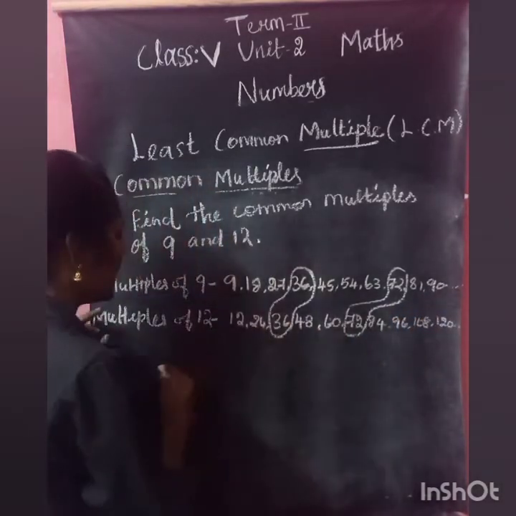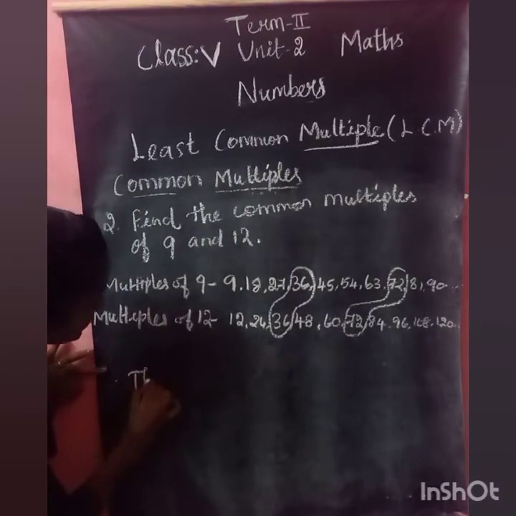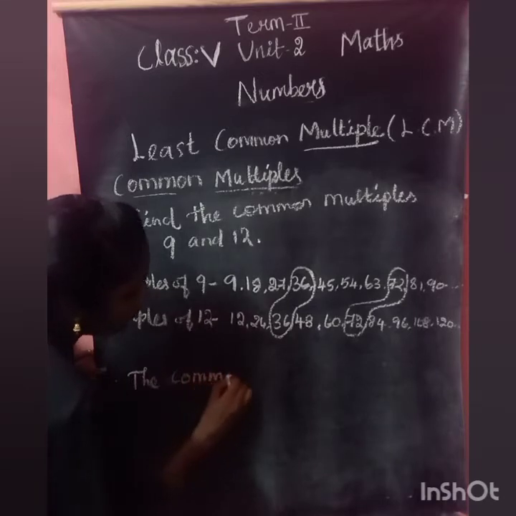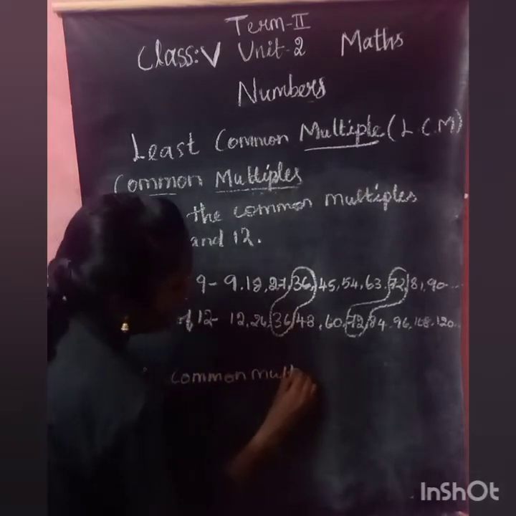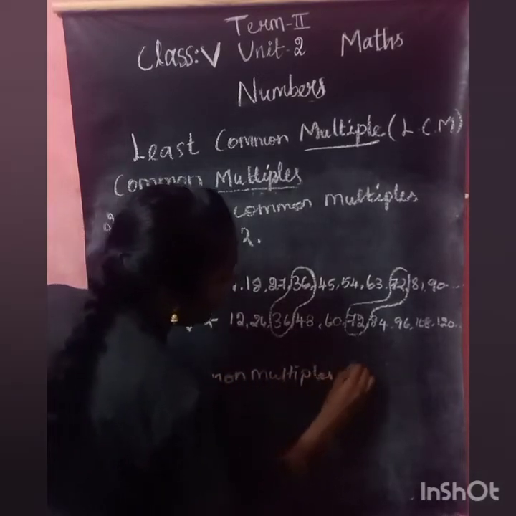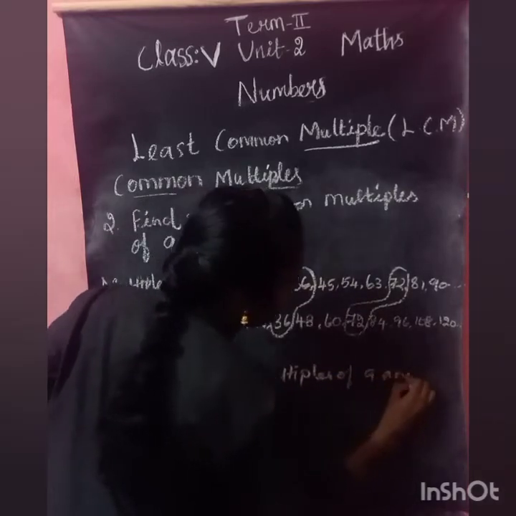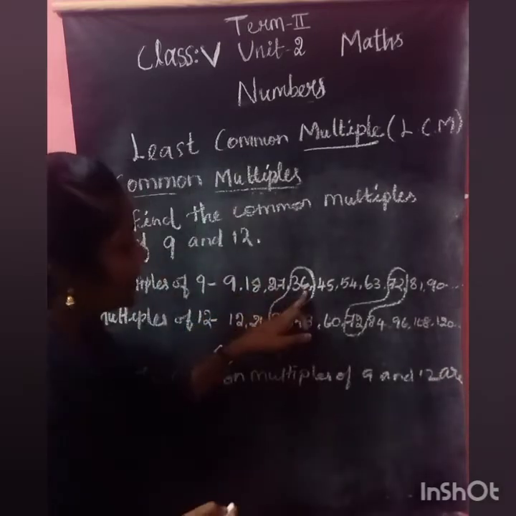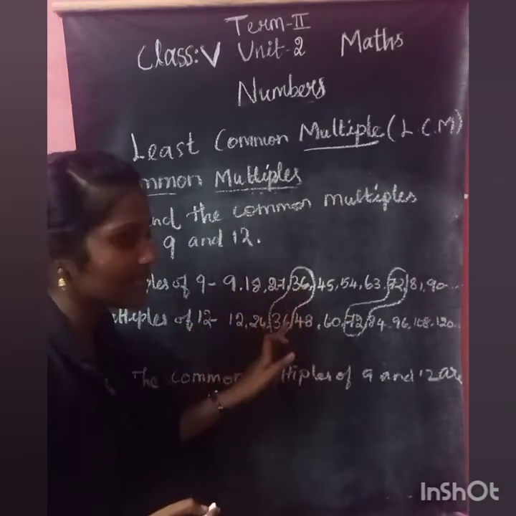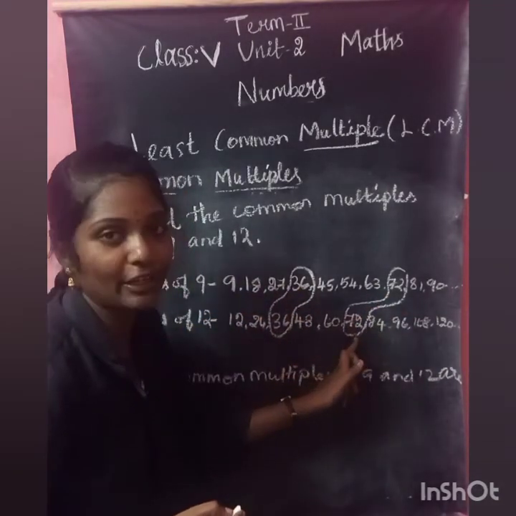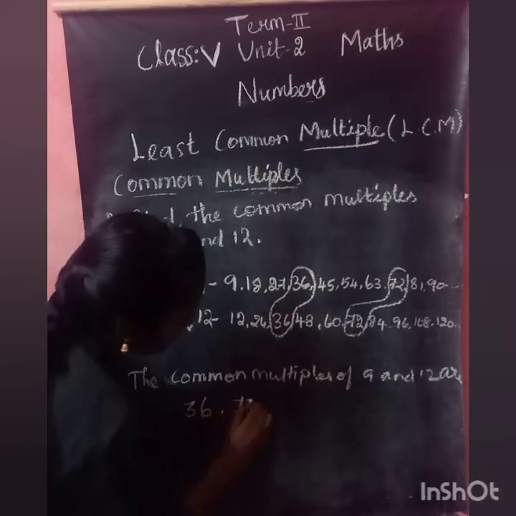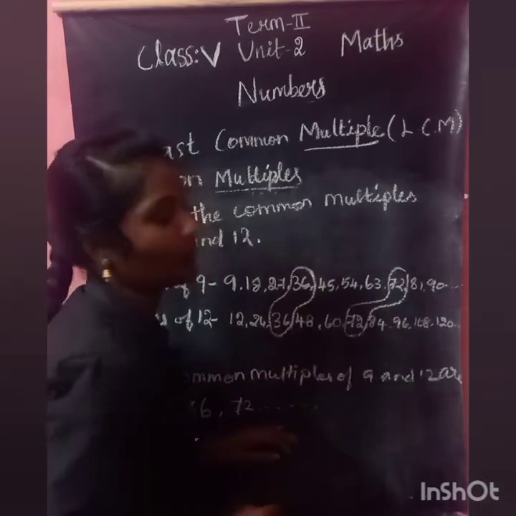Therefore, the common multiples of 9 and 12 are, tell me, children, 36 is common and 72 is common. So, 36 and 72, up to etc.